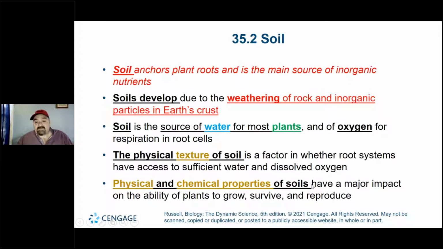Physical and chemical properties of soils have a major impact on the ability of plants to grow, survive, and reproduce. Folks, all these statements make total sense, right? Because of the importance of the supportive factor, as well as the water, oxygen, and mineral factor entering the root systems for the plant to thrive, very important. And containing the essential nutrients, macro and micronutrients, very important.